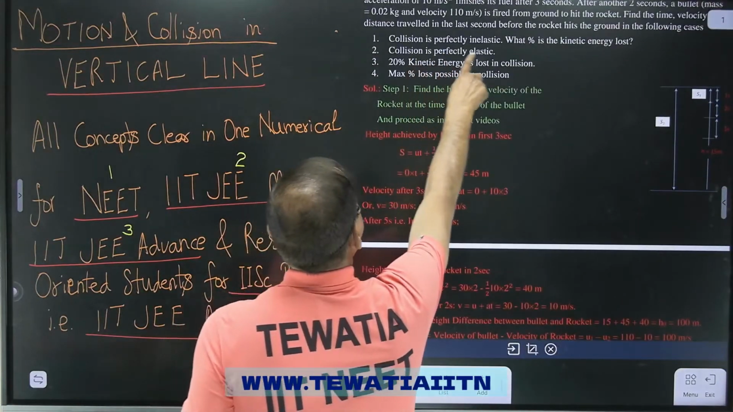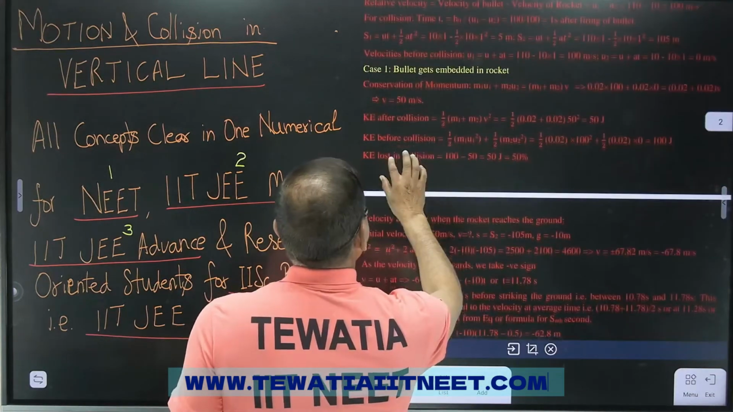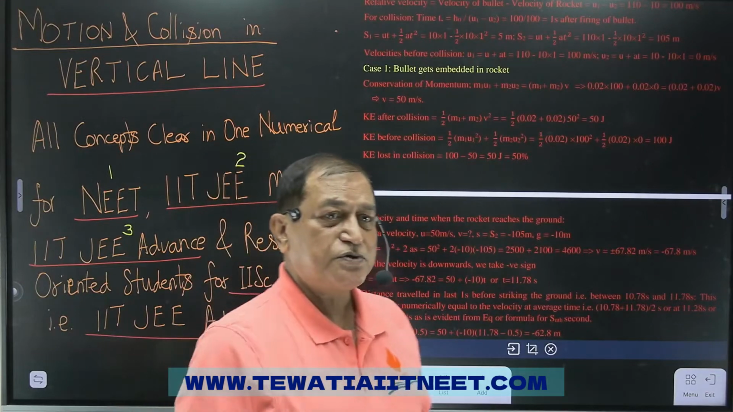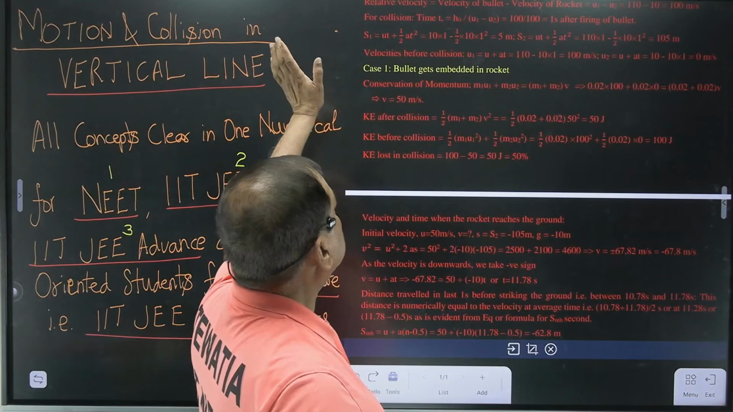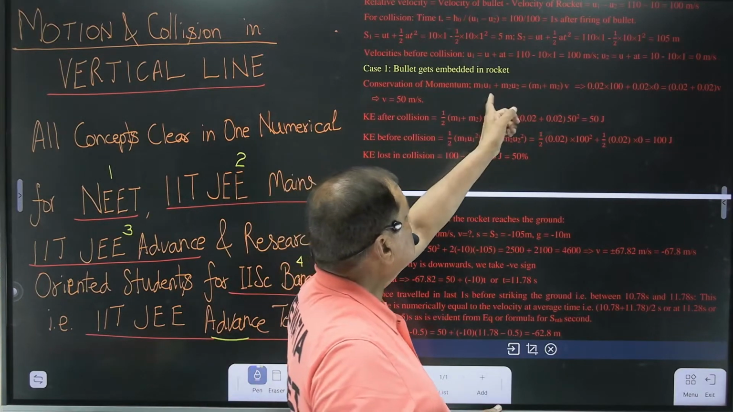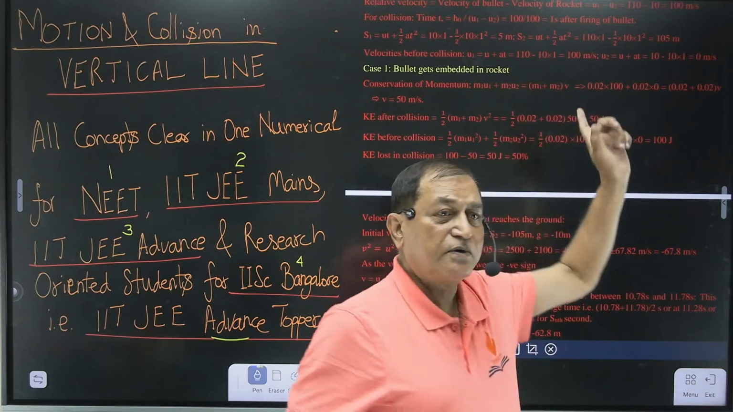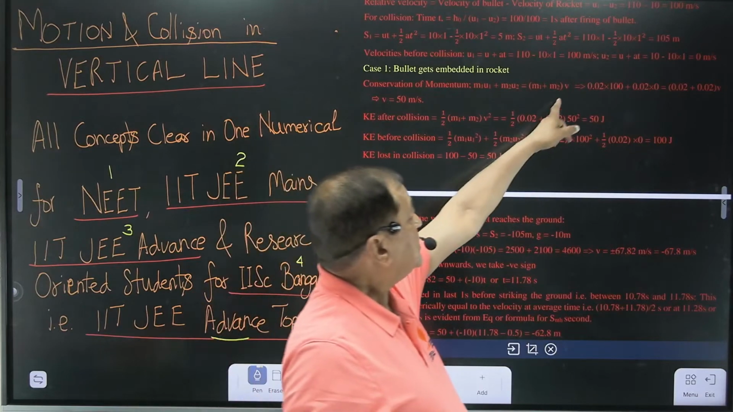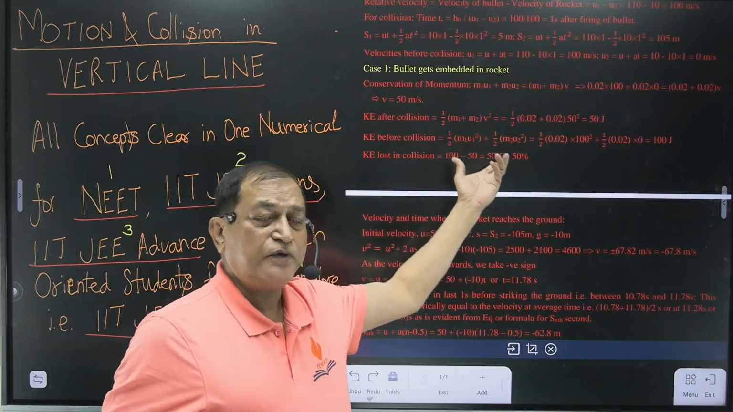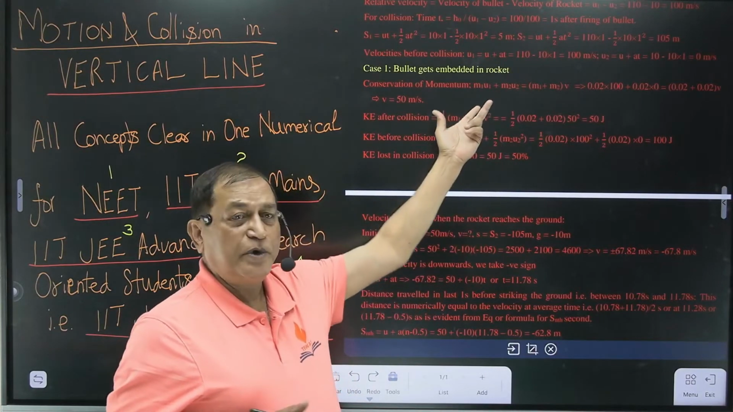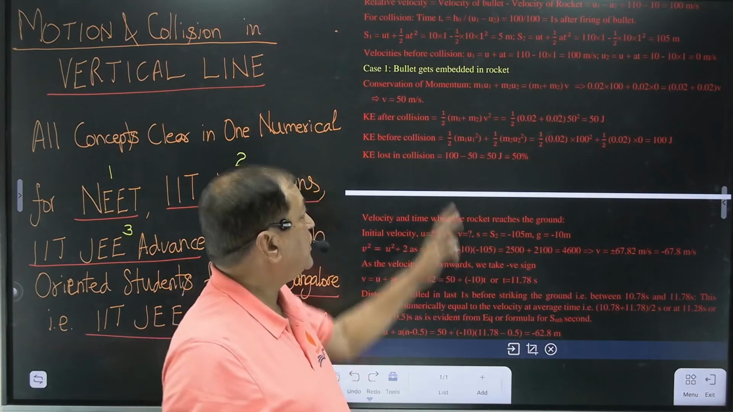Now we come to case 1. In this case 1, the collision is perfectly elastic. What is the percent kinetic energy lost? So this is similar to the previous question as we solved. The bullet gets embedded in the rocket. So here, conservation of momentum: m1 u1 plus m2 u2 is equal to m1 plus m2 into v. v is the velocity of the combined mass. So solving this, it comes to be 50 meter per second, because both are of equal weight. So adding momentum, the combined velocity will be reduced to half of 100, which is 50.